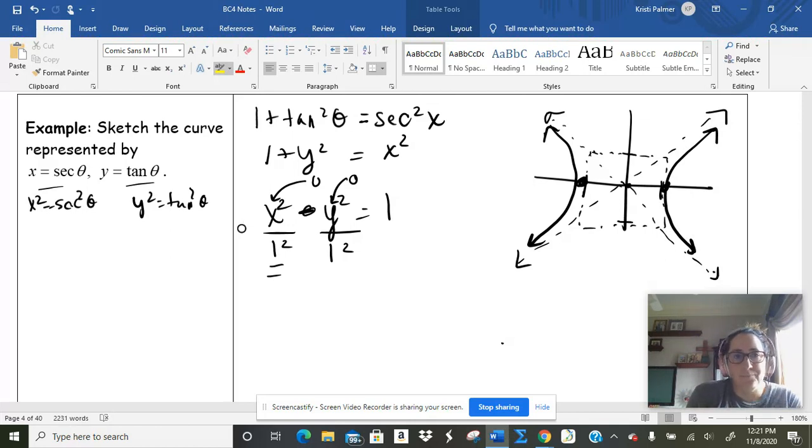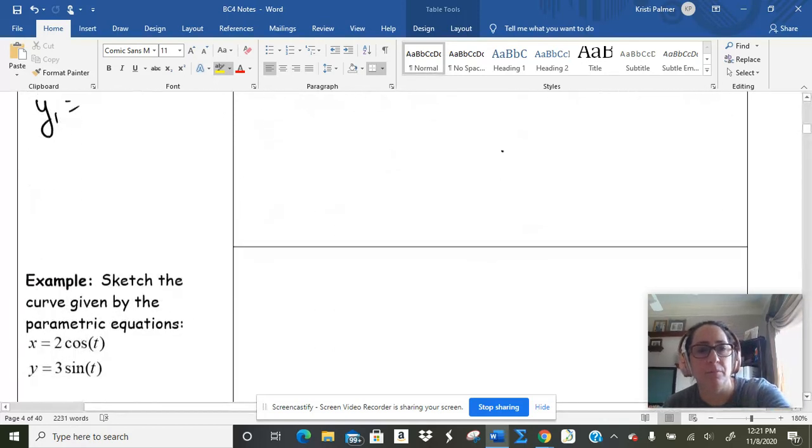Super cool. And you can go and put this into your graphing calculator, into that x1, y1, and you're going to see the same thing. So it's pretty awesome that we can go back and forth between the parametric and the rectangular here.